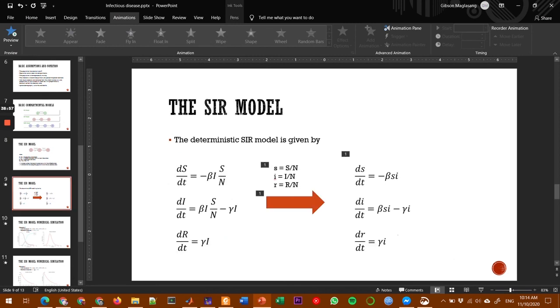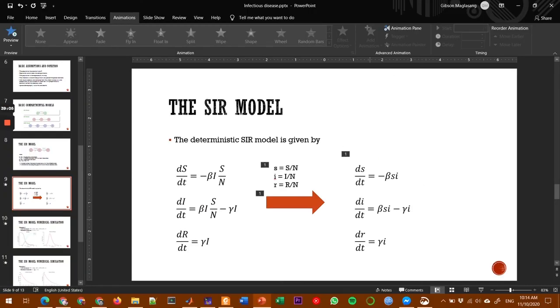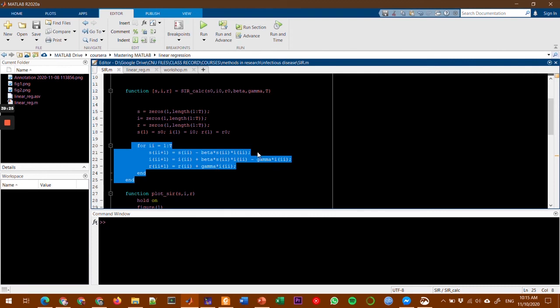Let's go back here. Okay, so this is the equation. Let's convert this to a discretized model. We have S of t plus 1 equals S of t, and then minus beta S of t I of t. So that's my first equation. Second equation for the infected, and then the third equation for the recovered individuals.